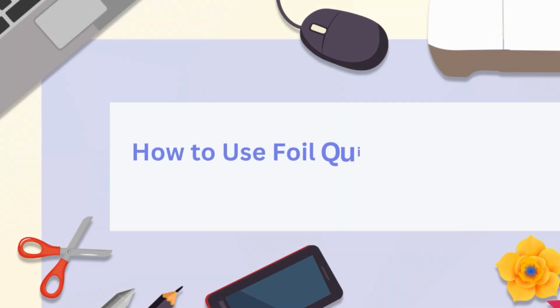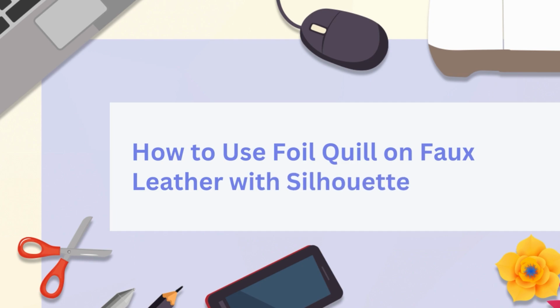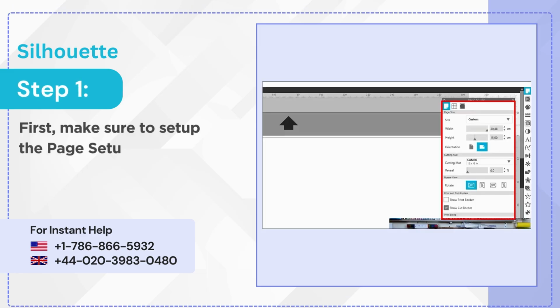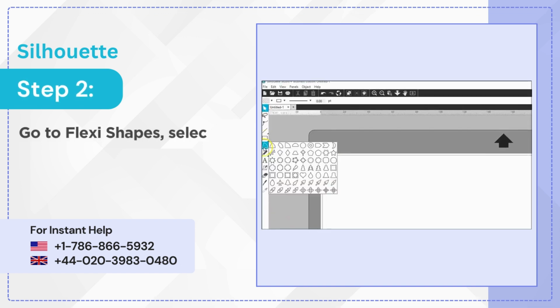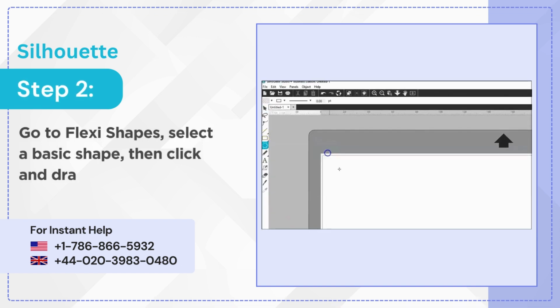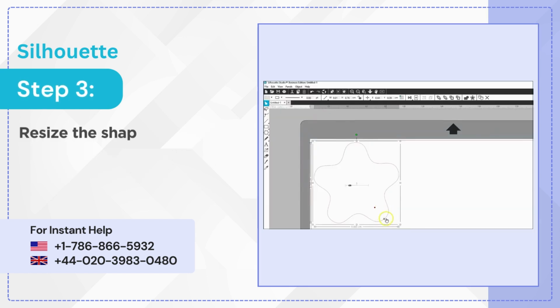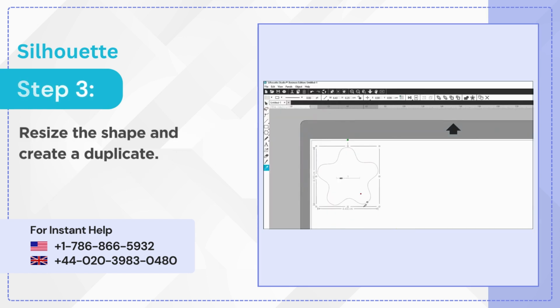How to use foil quill on faux leather with Silhouette. Step 1. First, make sure to set up the page setup panel. Step 2. Go to Flexi Shapes, select a basic shape, then click and draw the shape. Step 3. Resize the shape and create a duplicate.